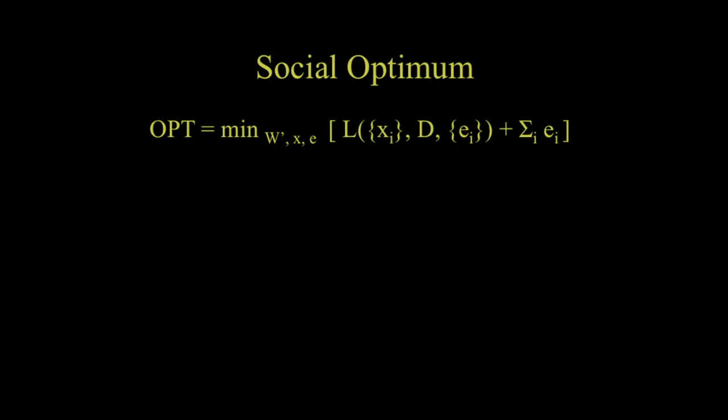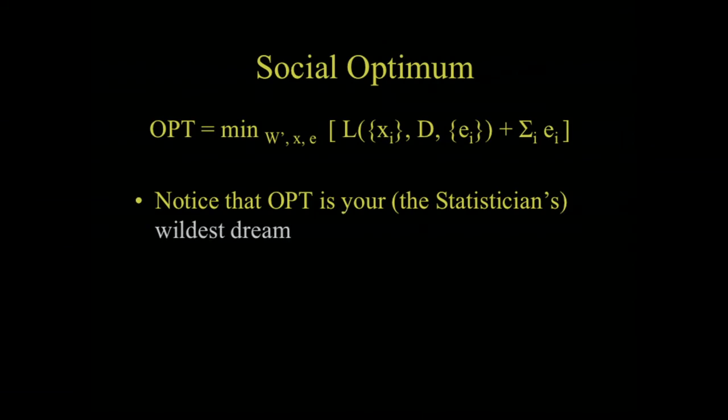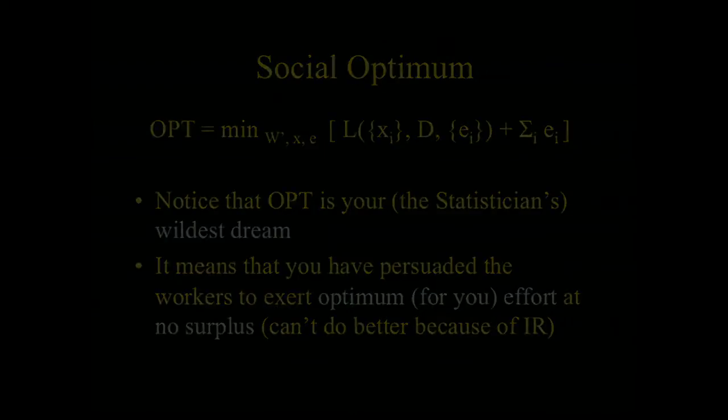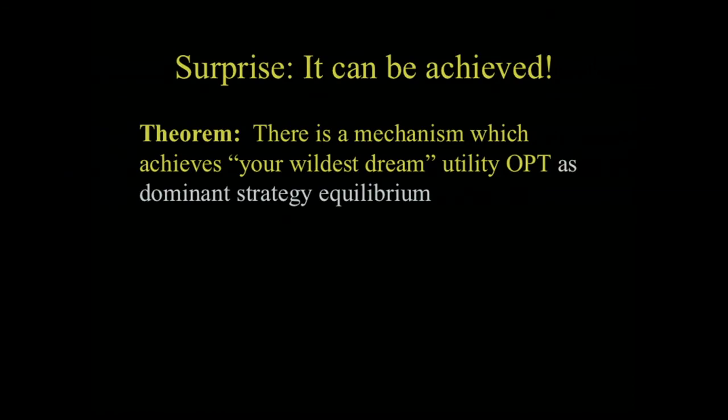Is this clear? Okay, the point is that this opt is your wildest dream. It means that you have persuaded the workers to exert optimum effort for you, at no surplus. And that's best because there is individual rationality, so you cannot do any better than that. And the surprise is that it can be achieved. There is a mechanism which achieves your wildest dream, utility opt, as a dominant strategy equilibrium. Okay?